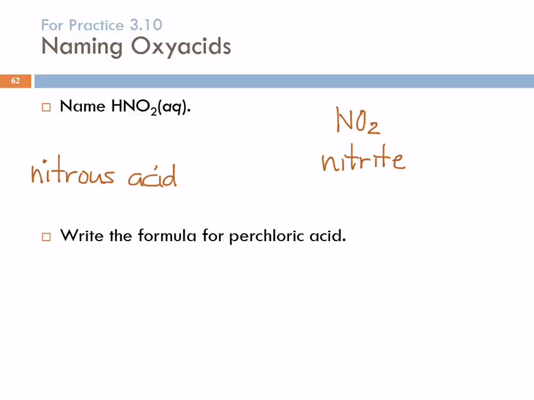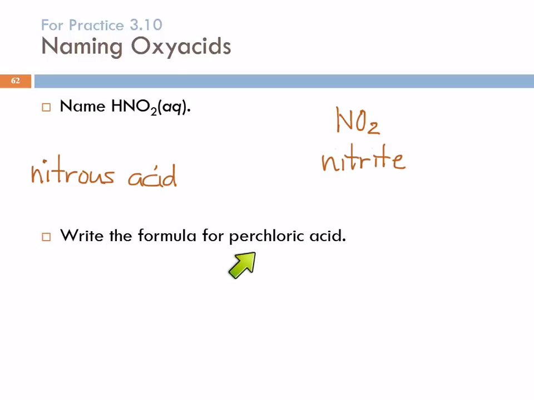Any questions? What about the H? Well, we're not really just leaving the H out, because the fact that it ends in acid tells us that there's hydrogen. All acids, at least as far as we go in this class, are going to have an H at the beginning.